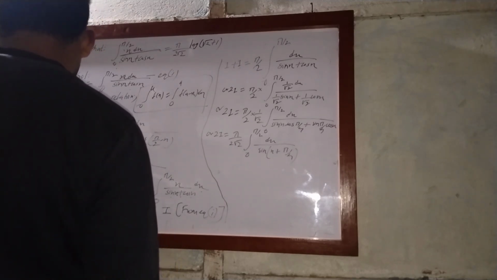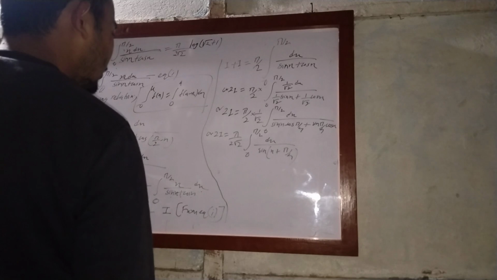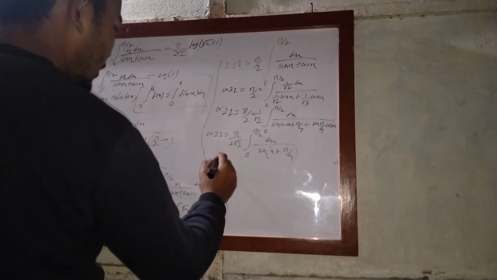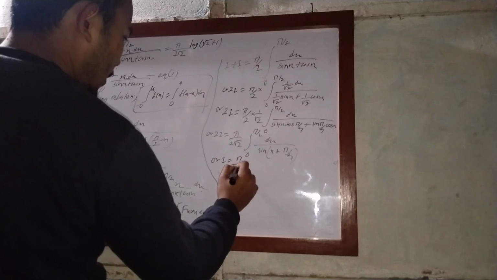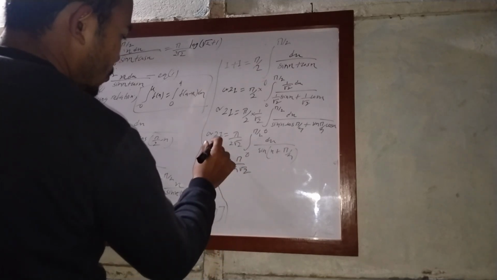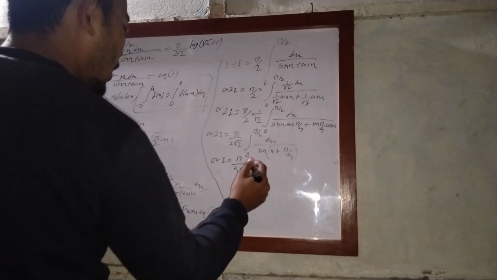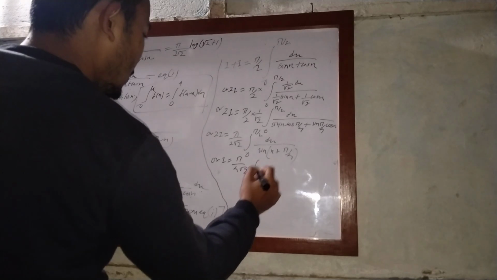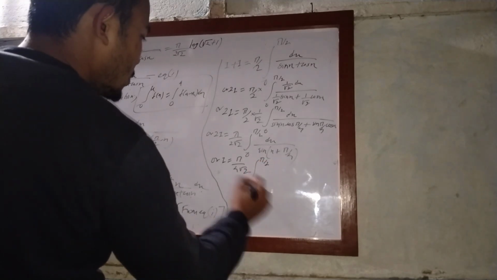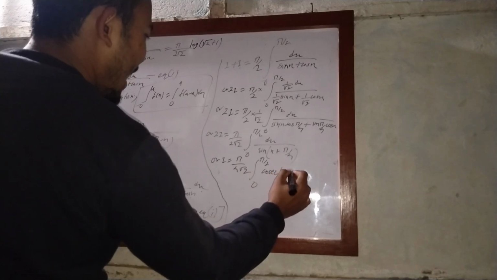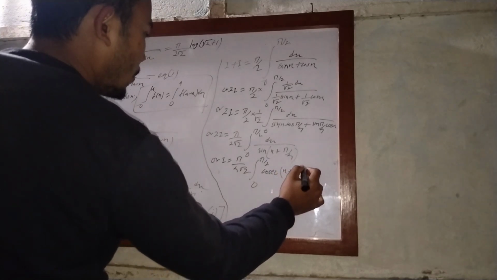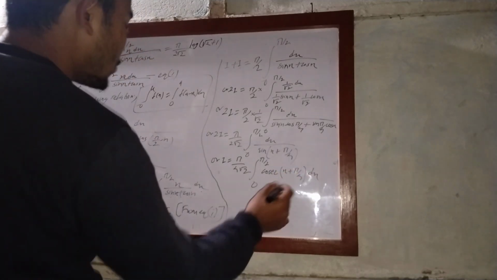Sine x plus pi by 4, or I is equal to pi by 4 root 2. This 2 came here and it's 4. And what can we do is the integral from 0 to pi by 2 of cosec x plus pi by 4 dx. Now it goes into the formula.